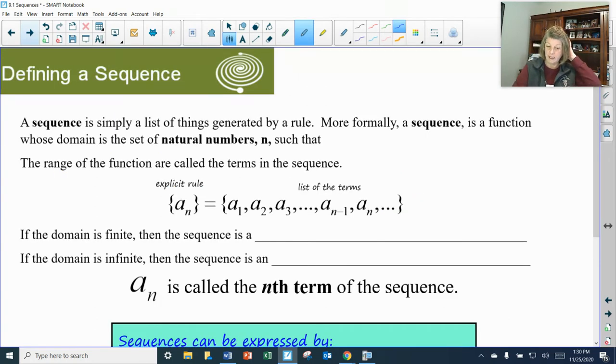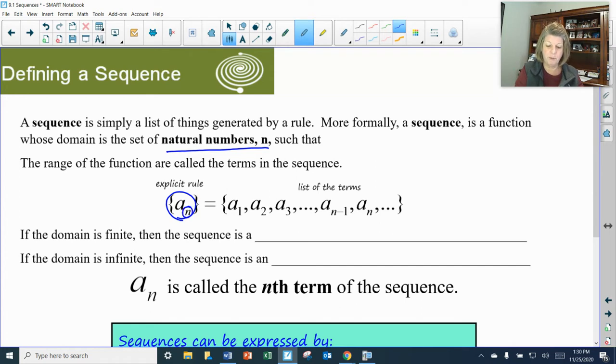Defining a sequence. A sequence is simply a listing of things generated by a rule. More formally, a sequence is a function whose domain is the set of natural numbers. Natural numbers are the ones that you learn to count naturally, so like 1, 2, 3, 4, 5, such that the range of the function are called the terms in the sequence. So we can have some explicit rule. Maybe it's like 2 times n plus 1 could be our rule.